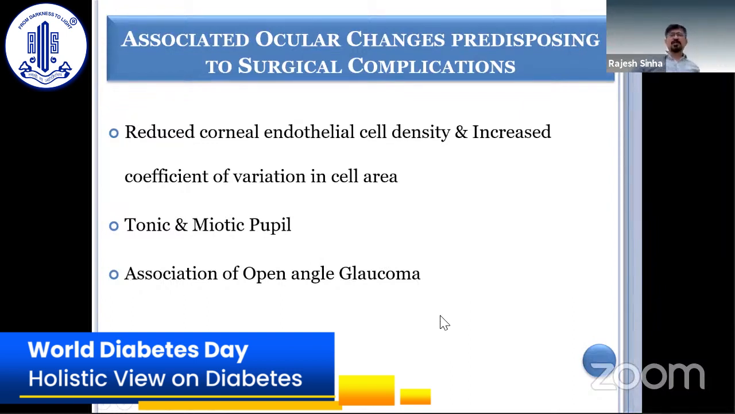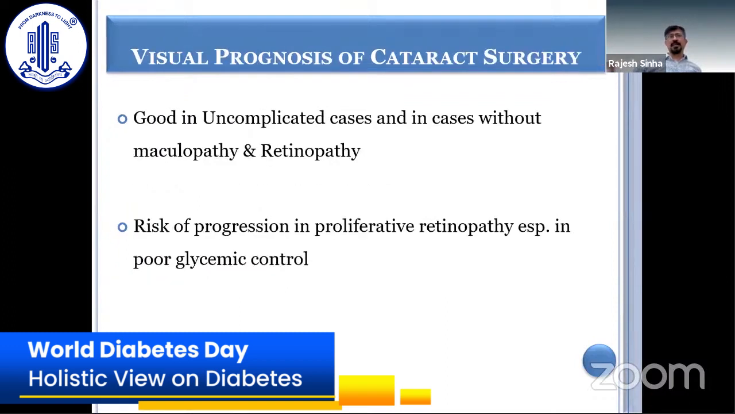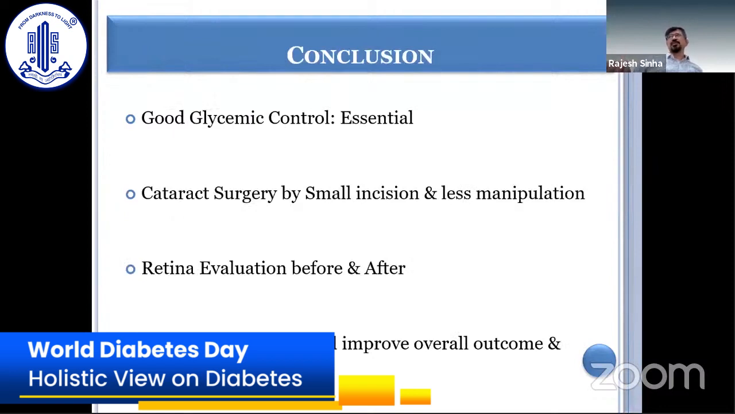And as Dr. Pandey was also mentioning about the open angle glaucoma, there is enough material in the literature that suggests that there is association of open angle glaucoma along with cataract in these diabetic patients. So we have to keep this thing in mind. And as far as visual prognosis is concerned, if the patient is diabetic, not having any retinopathy, then it's good. You can have a very good vision and the patient will be very happy. But if there is, say, proliferative diabetic retinopathy, then there's definite risk of progression, especially in poor glycemic control. So immediately one should go ahead and plan a retinal evaluation immediately after the cataract surgery.